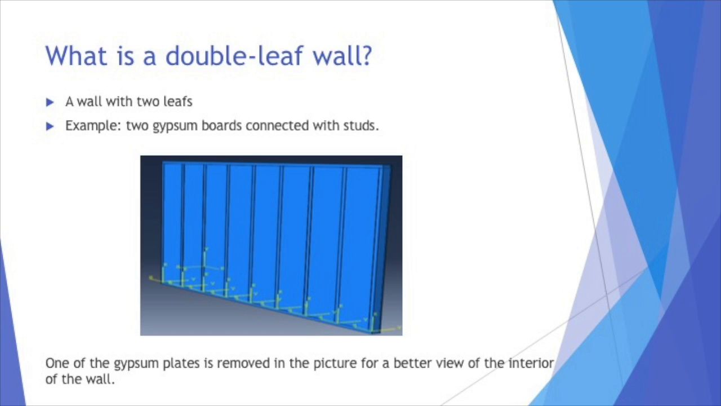So what is a double leaf wall? A double leaf wall is a wall with two layers. For example, two gypsum boards connected with studs. Here in Sweden, this is a very common type of wall.